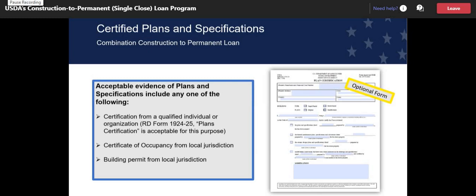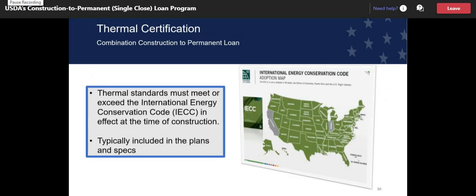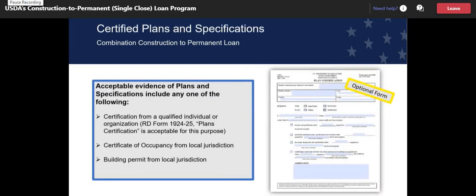You can get a certificate of occupancy from the local jurisdiction, again, assuming they have adopted the building codes. Same thing for the building permit from the local jurisdiction. And so my notes here say to look at page 12-21 in the USDA handbook again for the details of who can certify the plans and specifications. It can be a licensed architect, it can be a professional engineer, it can be a plan reviewer certified by a National Model Code Organization, it can be a local building official authorized to review and approve building plans and specs, or it can be a national code organization. So thought you might be curious about who can certify those. Again, that's on page 12-21 of our handbook.